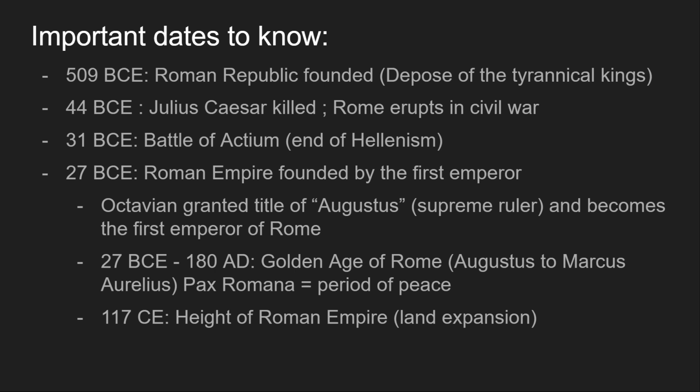Now you're probably familiar with Julius Caesar. So in 44 BCE, Julius Caesar was killed by the Senate, or most of the senators. Let's discuss some of the background of that. Basically, there had been multiple battles, etc. There's some chaos.